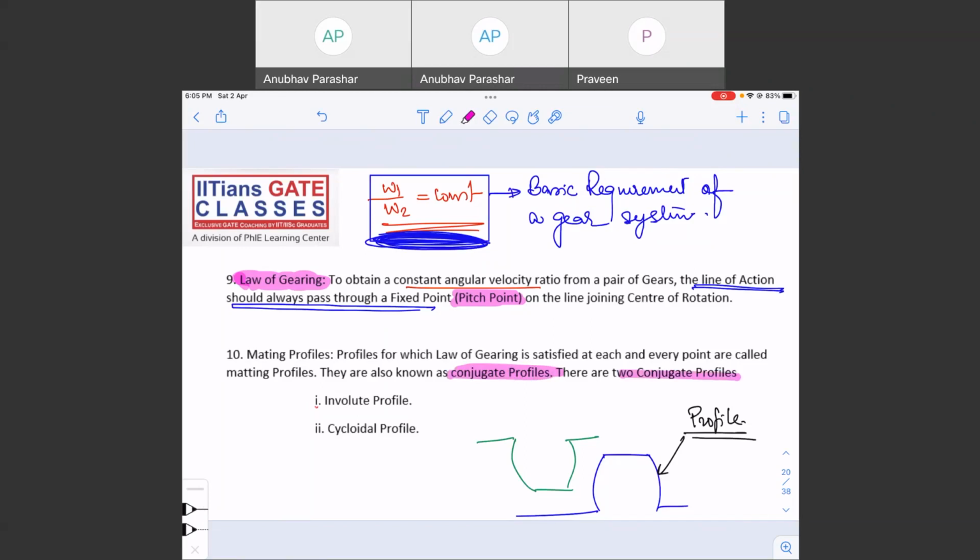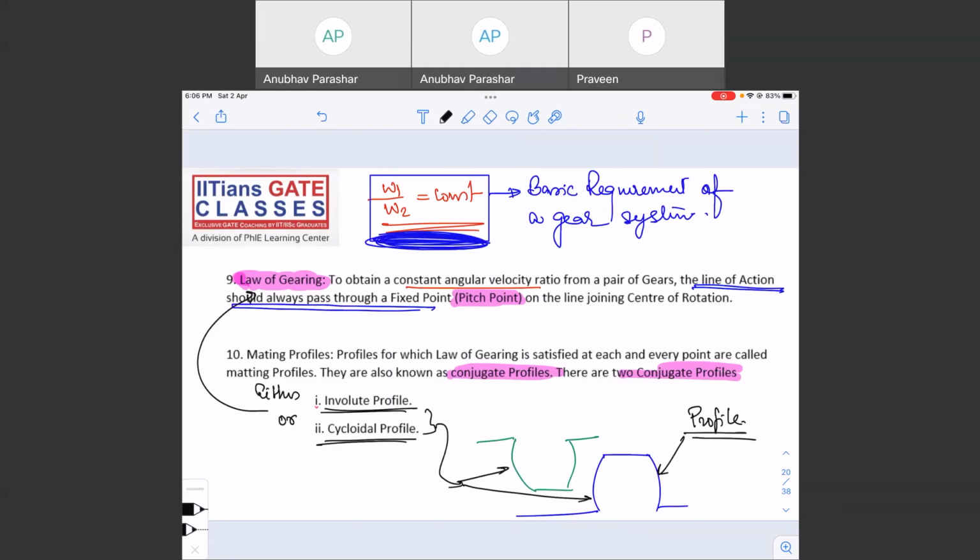And there are only two conjugate profiles. What are the conjugate profiles? Involute profile and cycloidal profile. So the surfaces have to be either involute or cycloidal. Only then the law of gearing will be satisfied.